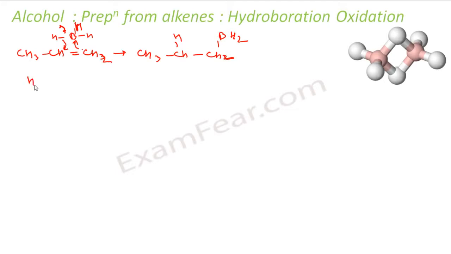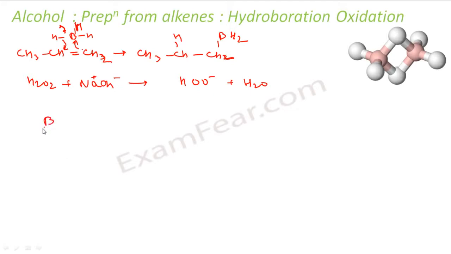Now I have H2O2 and NaOH. As I told, this is for oxidation, Na plus OH minus. So what it will give is HOO minus and water. Correct. NaOH you can write as OH minus. You get this output.